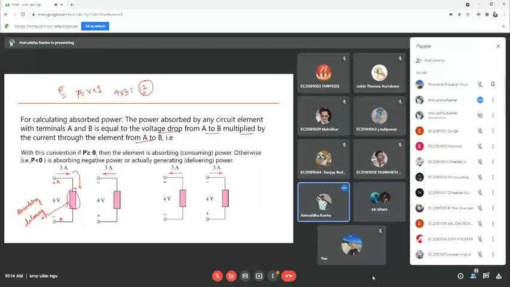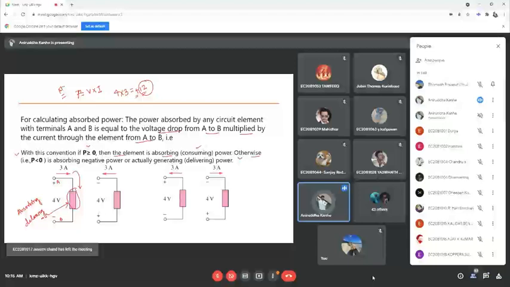Now, this is a positive value. With this convention, if P is greater than or equal to 0, then the element is absorbing or consuming power. Otherwise, it is absorbing negative power, which means delivering the power. It is generating the power and giving it out.